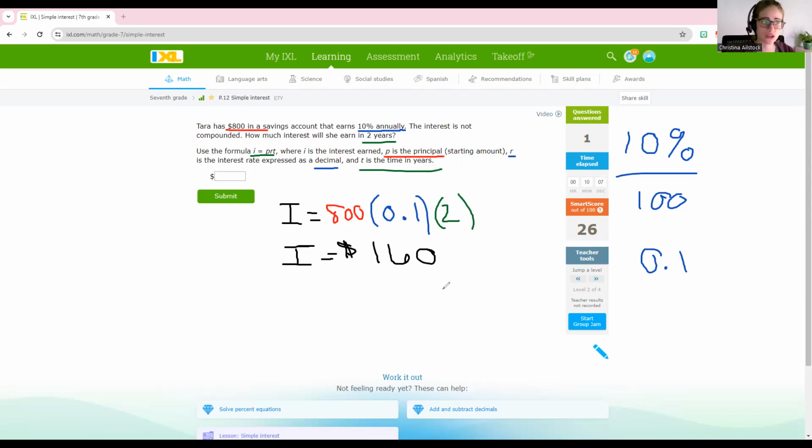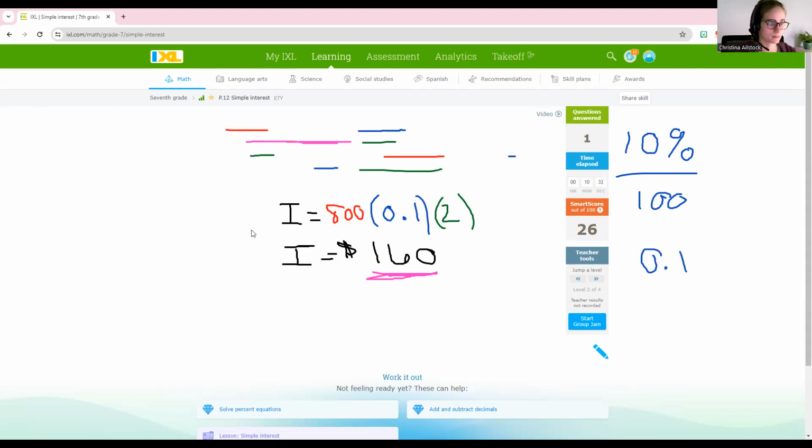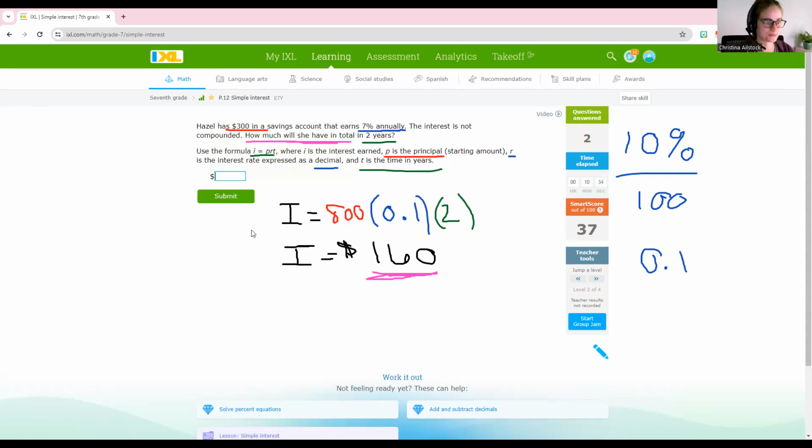All right, now if I go back and reread the question, I need to figure out whether it's asking for the interest only or whether it's asking for the total. And I can see here it says, how much interest will she earn? So that means in this case, I'm done. It wants the interest only. It simply wants that $160. Now, let me make sure I got it right this time. I did. Excellent.